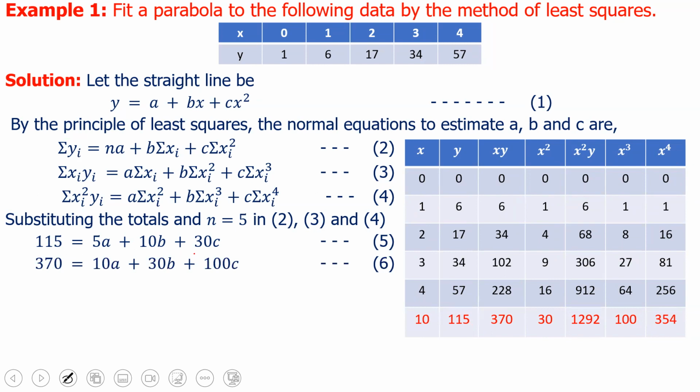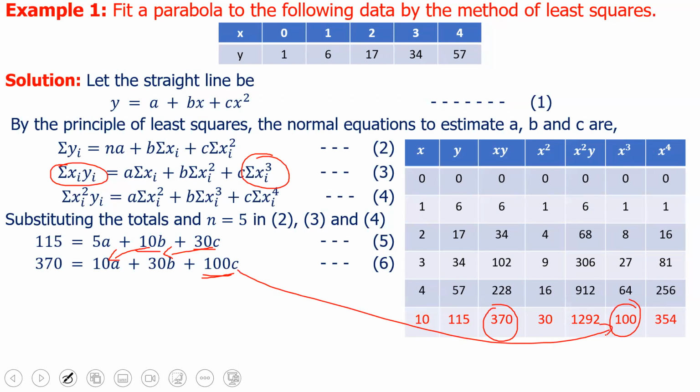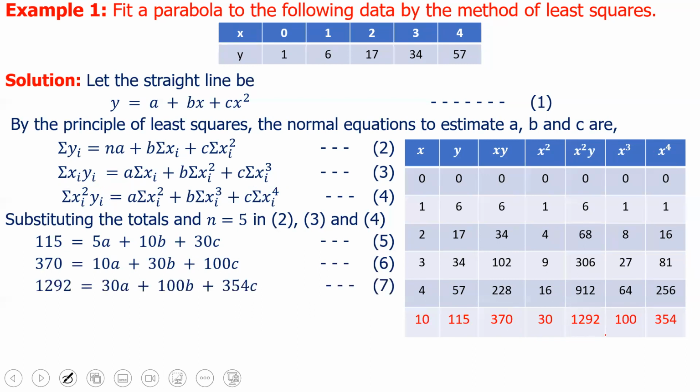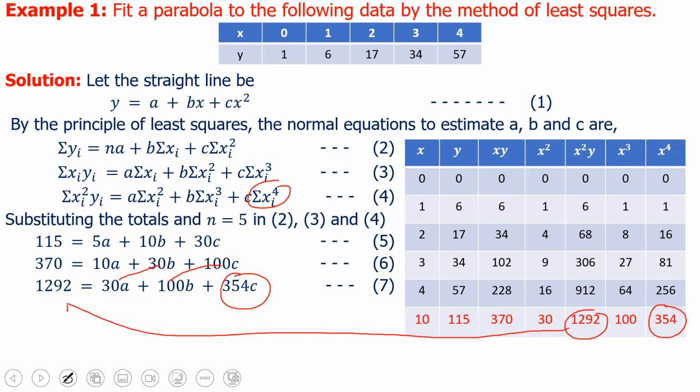Similarly, the second equation: sum of xi yi is 370. Then sum of xi is 10, sum of xi square is 30, and sum of xi whole cube is 100. The third equation has 30, 100, and the sum of x to the power 4, which is 354, for c. And the value of sum of x square y is 1292.